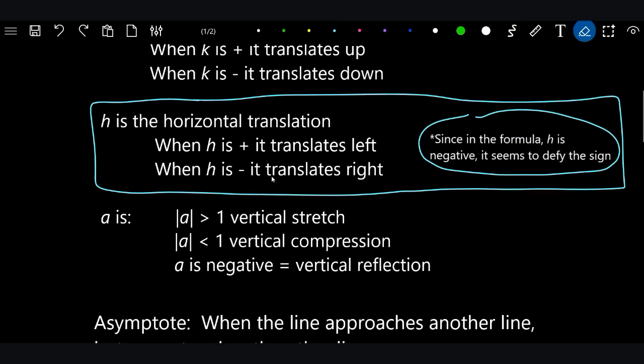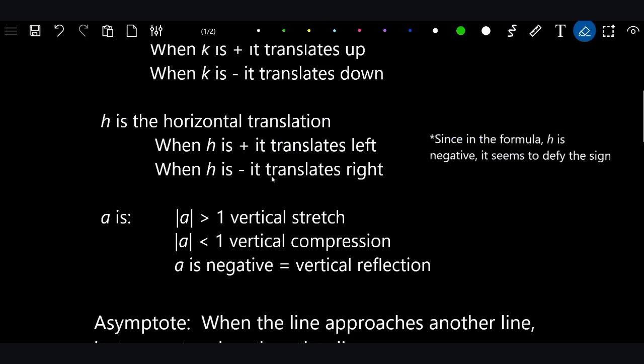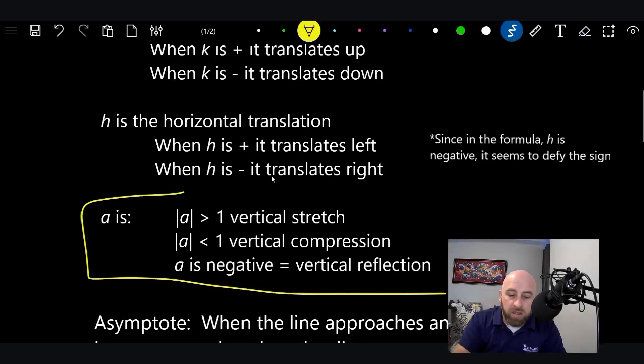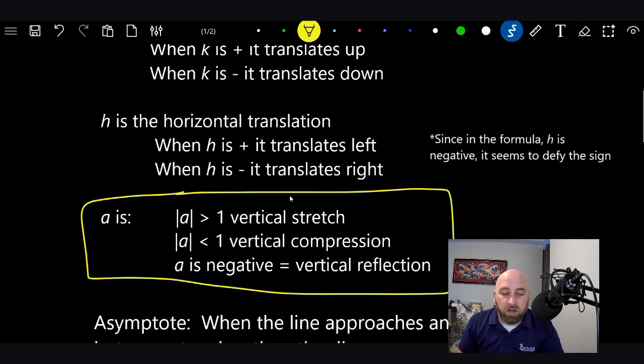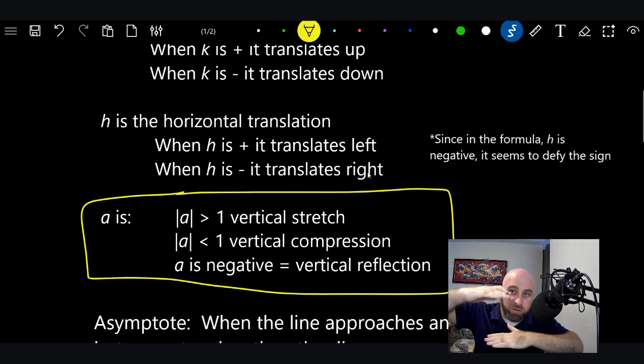All right, the next one is the a. So what happens here with the a? This one is a little bit complicated, so let's talk about the different pieces to this. If the absolute value of a, or if a is positive, we'll put it that way, and it's greater than 1, then it's a stretch. It stretches it up. If a is positive and it is less than 1, so it's a fraction or a decimal, then it's going to compress. It's going to push down.